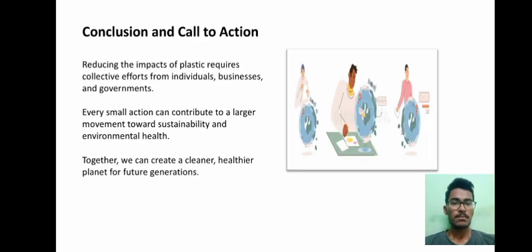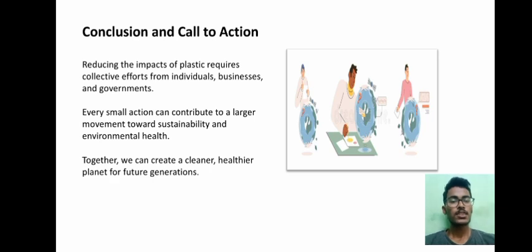Conclusion and call to action. Reducing the impacts of plastic requires collective efforts from individuals, businesses, and governments. Everyone has to raise their hands in reducing the impacts of plastics in day-to-day life. Every small action can contribute to a larger movement towards sustainability and environmental health. Together we can create a cleaner and healthier planet for future generations.